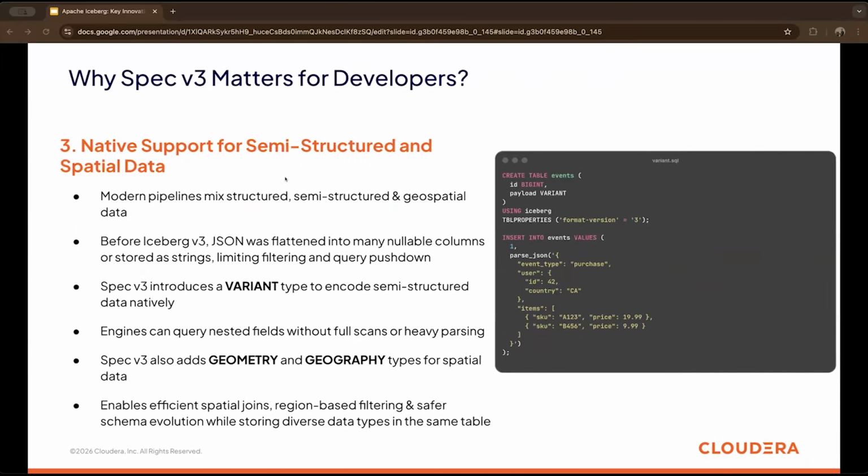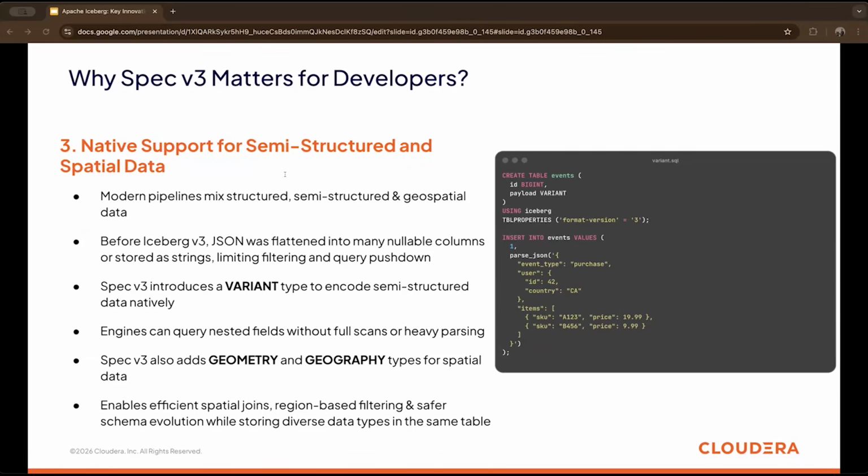Now, moving along, we have native support for semi-structured and special data that I was talking about. Until now, with JSON-based workloads and semi-structured data, you had to flatten it into a dozen nullable columns. That means your schema is very hard to evolve, and there is no native ability to work with it. You have to parse this JSON row by row, which can be extremely cumbersome.